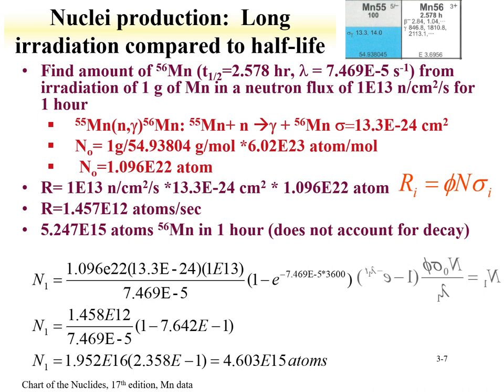Let's consider decay. We use this equation where we have the saturation factor along with the decay constant. Let's plug those values in and solve. We get a distinctly different value: 4.6 times 10 to the 15th atoms. So this is a demonstration that if you are producing an isotope that's relatively short-lived, where the irradiation time is long compared to the half-life, you need to definitely include the saturation factor for accurate assessment of the amount of atoms that would be produced.